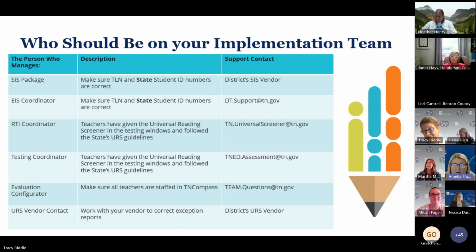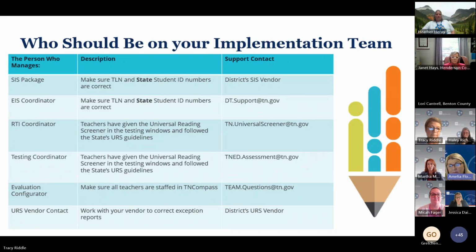So you need to know who manages your SIS package, your student information system, to make sure that the student ID numbers are correct, teachers' TLNs are correct in there. Also your EIS coordinator. Those TLNs and state ID numbers, they pull from your SIS package. So if you get them right in the first place, they should be correct in the next one. But you may have to work with your EIS coordinator to get those updated.